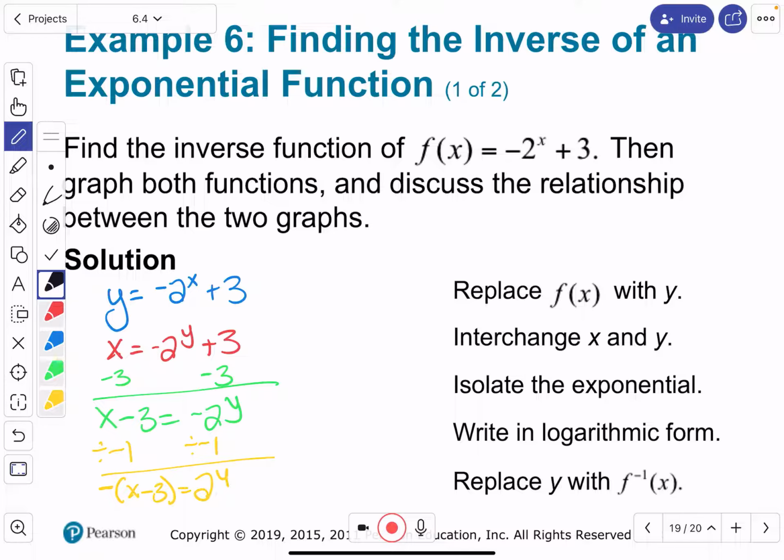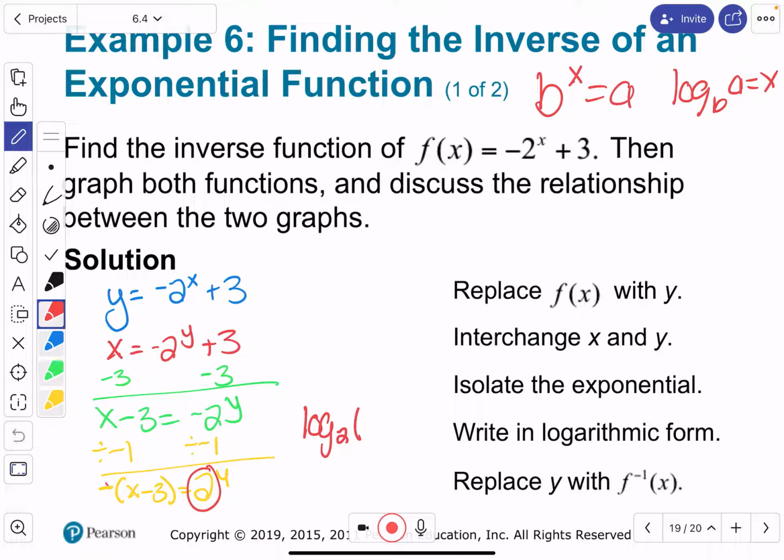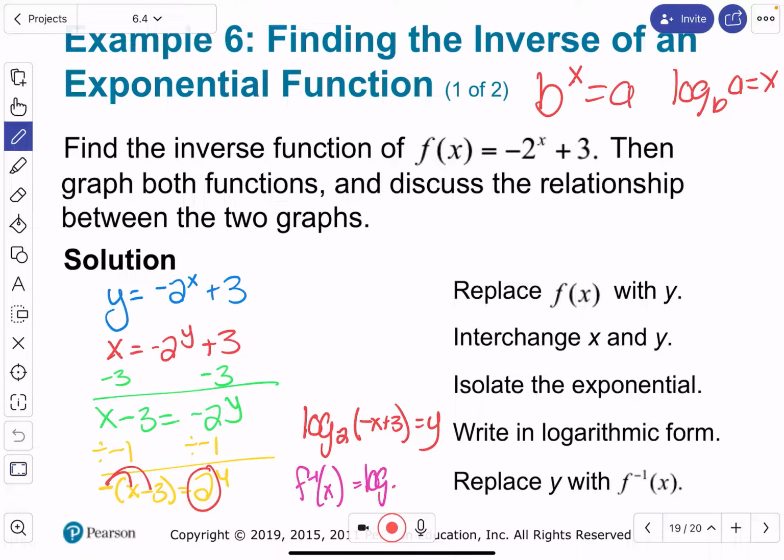Now we're going to do the log. So remember, base, the exponent equals a, log base b of a equals x. So our base is 2. So we're going to write log 2. The answer on the other side is what goes in there. So if we distribute this negative, we have negative x plus 3, and that's going to equal y. And then you rewrite it as f inverse of x equals log base 2 negative x plus 3. So same process, we're just using that log inverse information.